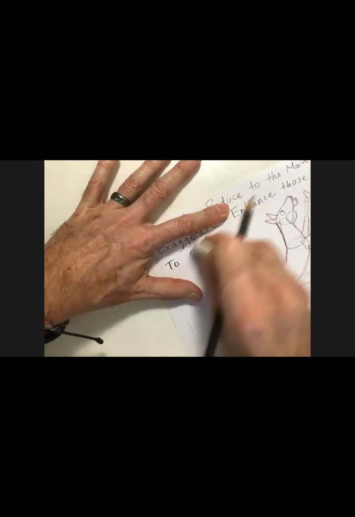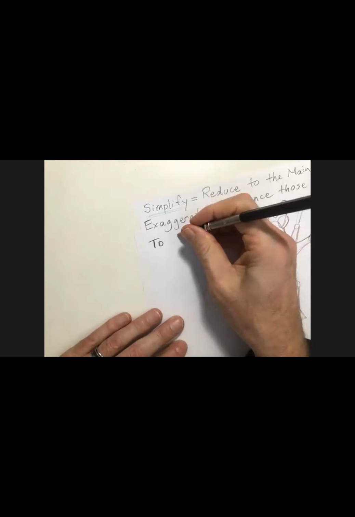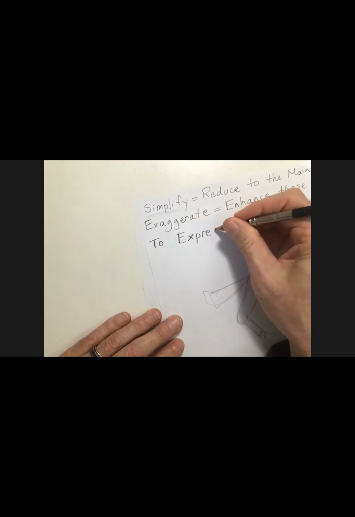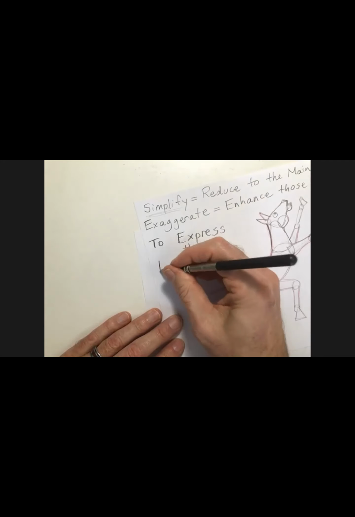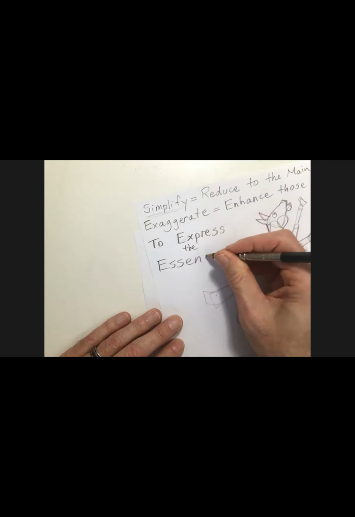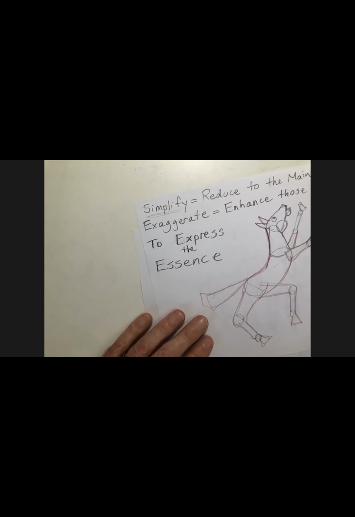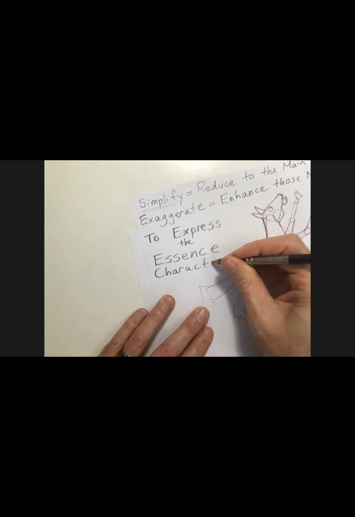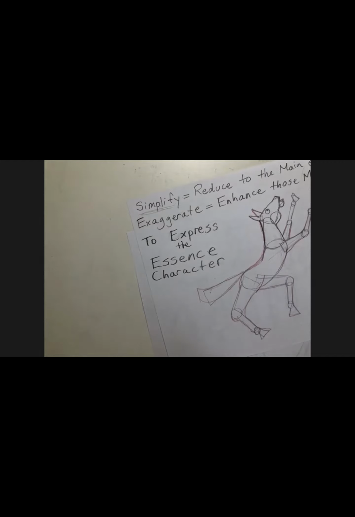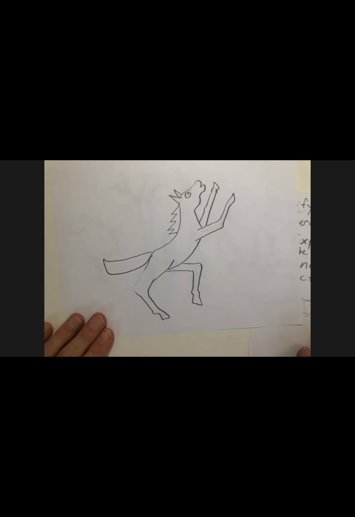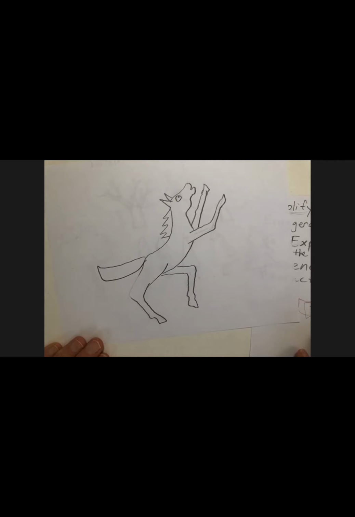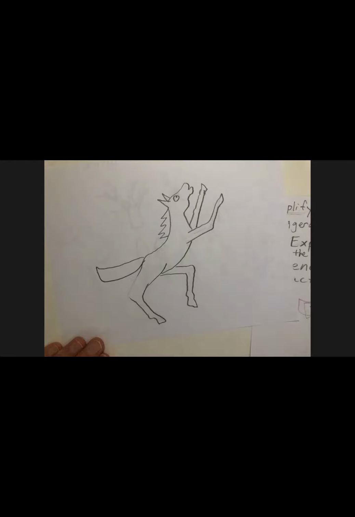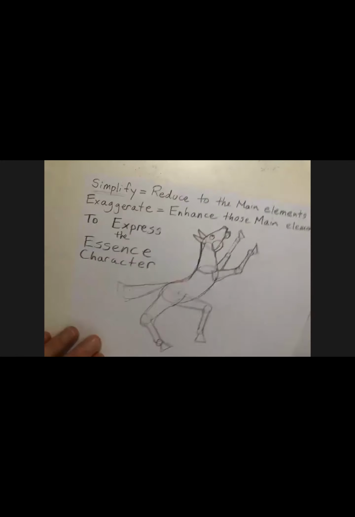not capture. Capture sounds too violent. I don't like that word. To express the essence. The essence is like the heart. Is that a good way? What's another good word to use? Like the essence or the character. In this drawing, I was trying to capture the essence of joy, or the character of joy. I was simply using a horse, but that's what I was trying to do, the essence of it.